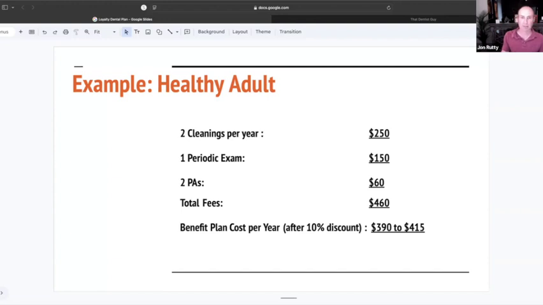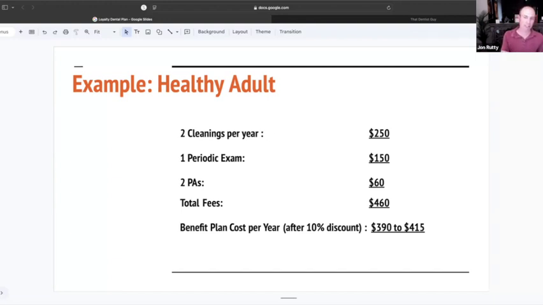This is an example of a healthy adult, all right? And so, I just chose some numbers here because I know you are all over the United States, but if somebody's doing 2 cleanings a year, they're paying around $250, plus the exam, another $150, plus PAs, that sort of stuff. They're spending somewhere between $400 and $500 in your office for each of these things every year, all right?